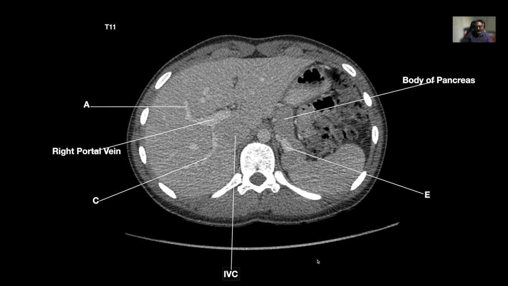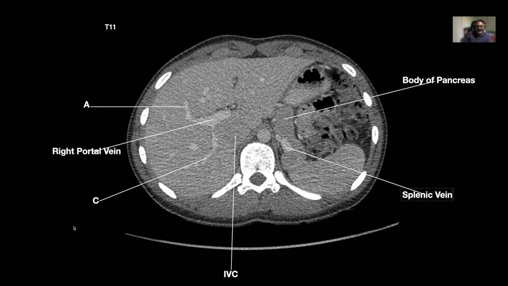It was also on the previous slide. Correct. Correct. That's the splenic vein. That's the spleen. I didn't label that. And yep, now A and C, they are the branches of the right portal.